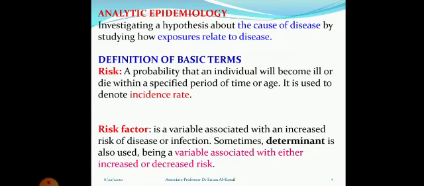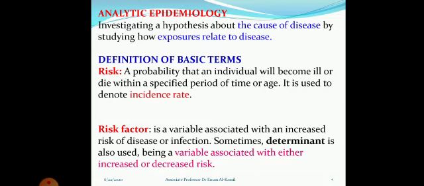Before starting this analytical epidemiology, it is important to know some important terms which we are going to use frequently. First, risk. And I think we have already discussed that, but it is just to remind you that the risk is the probability that an individual will become ill or die within a specified period of time or age, and it is used to denote the incidence rate. So the risk means the incidence rate. What is the probability of an individual who is exposed to certain risk factor to develop the disease.